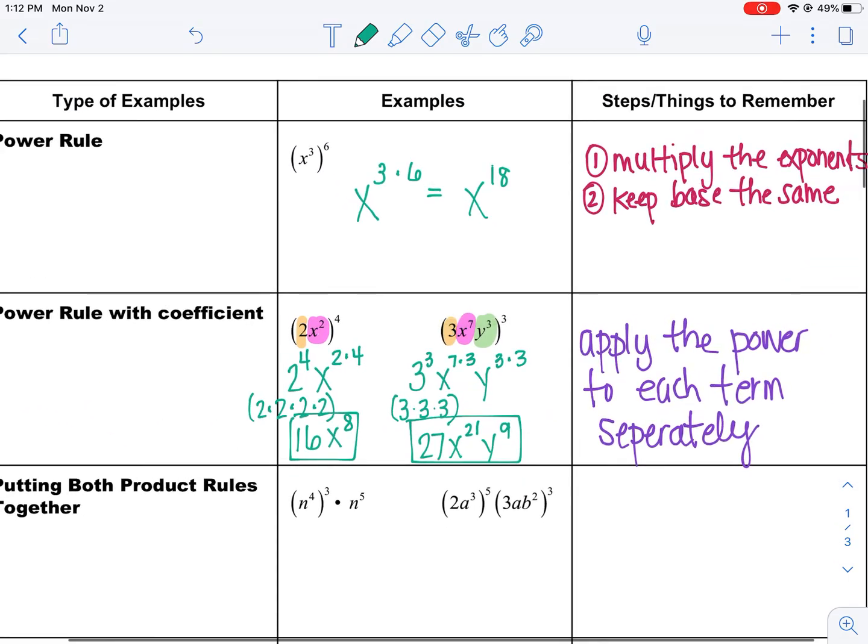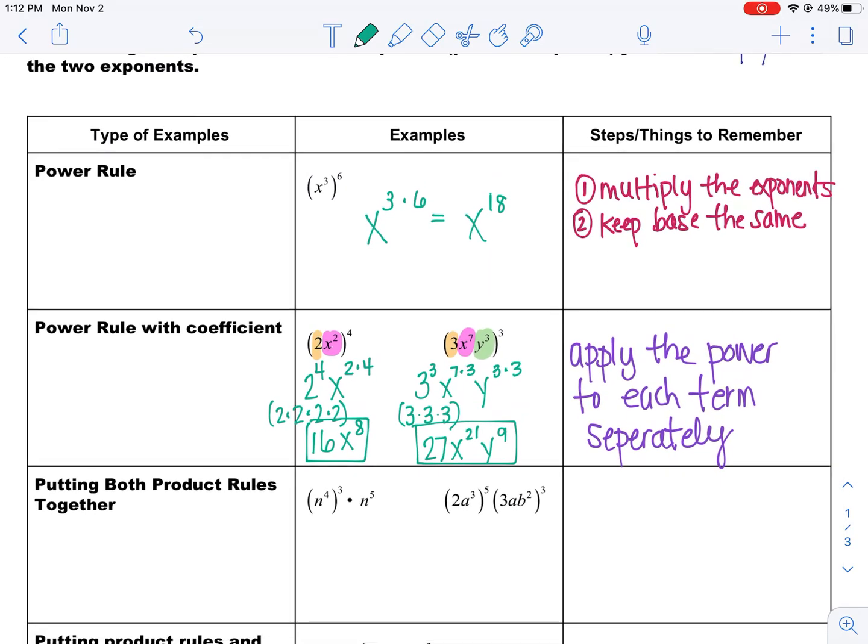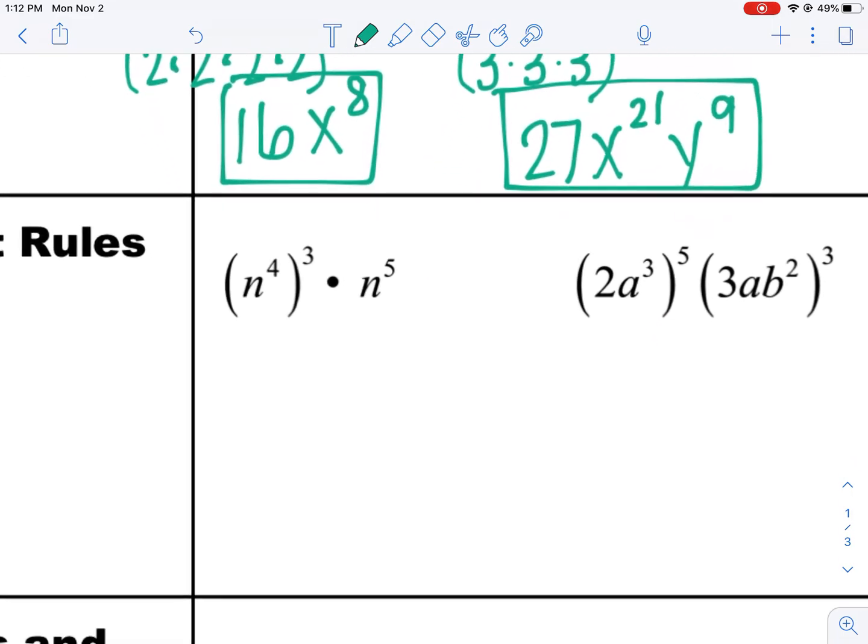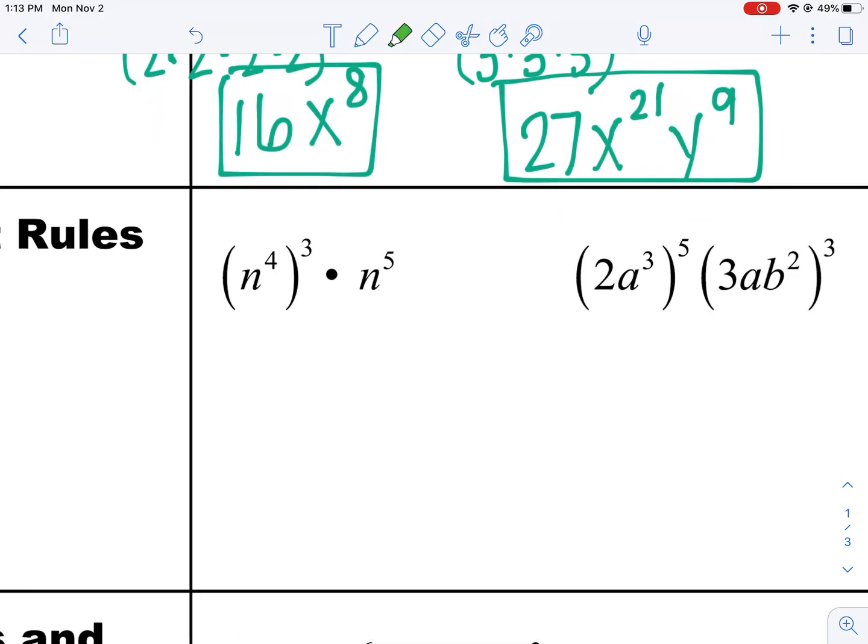Now we're going to take both of our product rules and we're going to put them together. So I'm going to apply my power rule, then my product rule. So in example number 1, I have to take this power of 3 over to the 4 before I can do anything else. So I have n, 4 times 3. The n to the 5th just is brought down, kind of like when you're doing order of operations and you bring down most of your work in the first step.